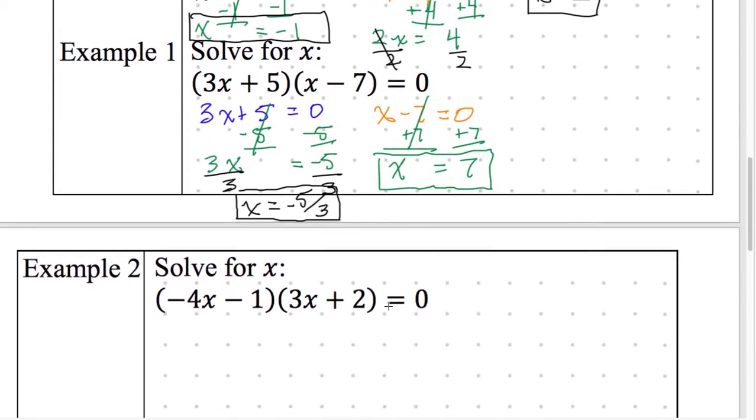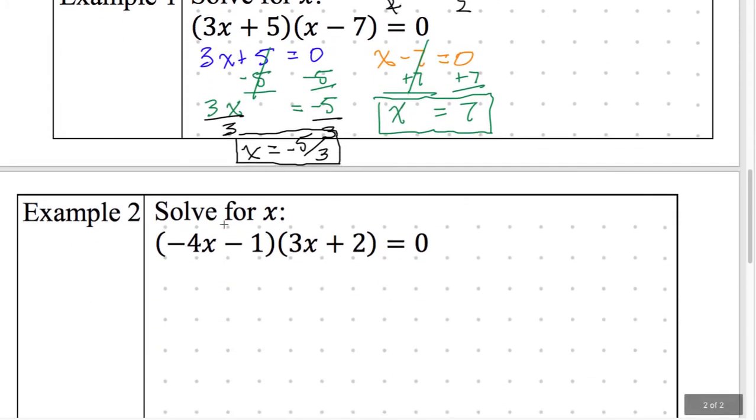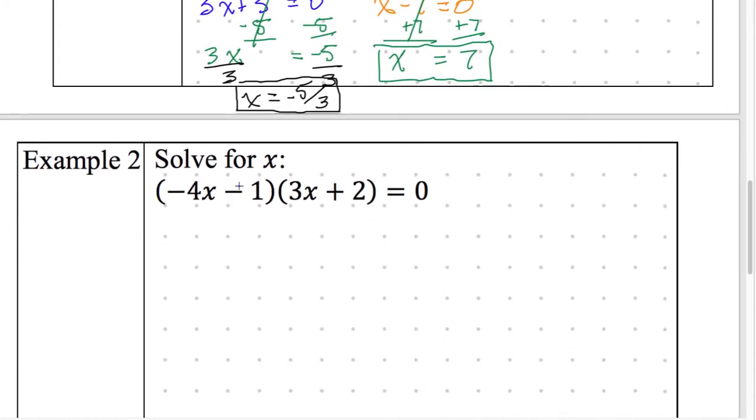All right. Example 2. Again, you should pause the video. Try example 2 on your own. All right, you've unpaused the video now after trying this for maybe 5 minutes and gave up, or maybe you solved it in 1 minute, whatever it took. You're now watching the answer because you have tried. So this negative 4x minus 1 is set equal to 0, or this 3x plus 2 is equal to 0. I have to set them both equal to 0, and then I solve.